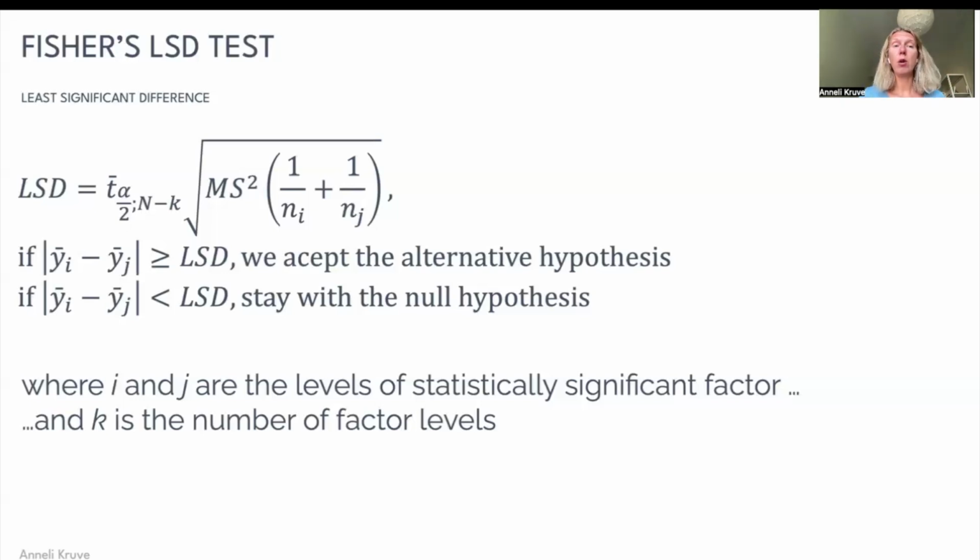Here, the logic is that if we already know that there is one level that is different, then we can start looking into which one it is, but we don't do any specific adjustments in the significance level based on the number of comparisons that we are making. The number of comparisons is only used in the degrees of freedom of the t statistic, so the N minus K in the Fisher LSD test. Therefore, Fisher LSD test is rather optimistic in finding factor levels that are different from other levels.